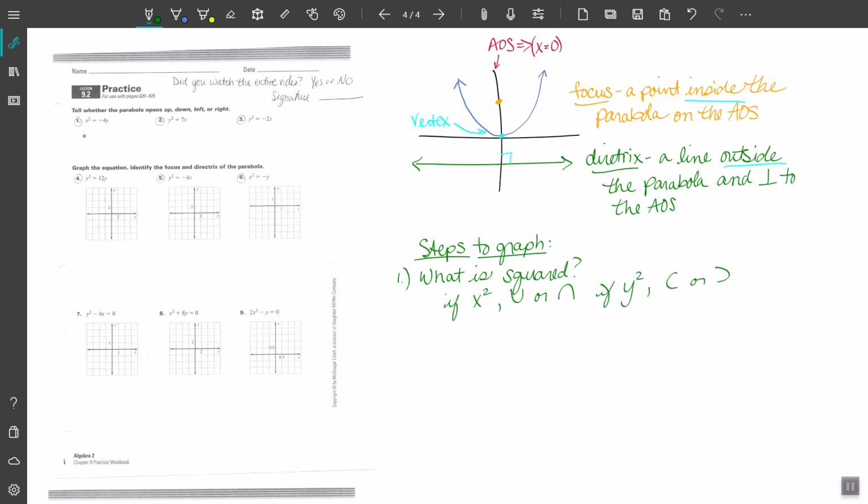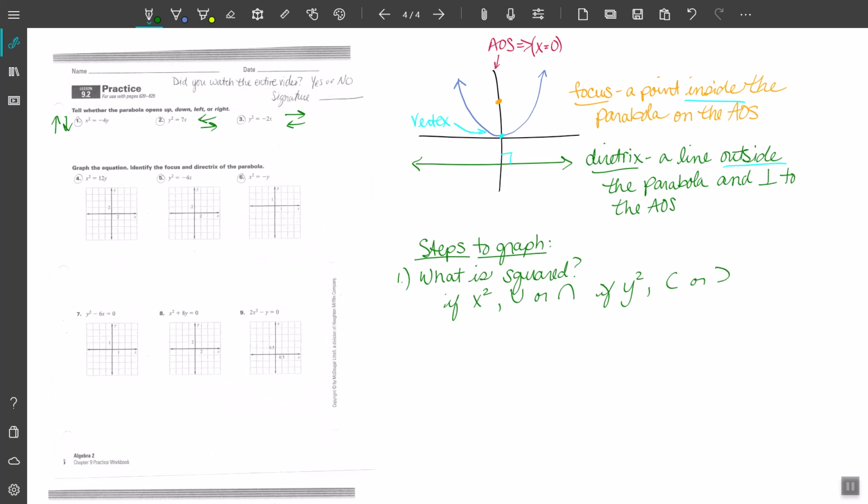If I look up here at 1, 2, and 3, I can determine at least whether it's going to open up or down, left or right. For number 1, my x is squared, so I know I'm either going to open up or down. Number 2, my y is squared, so it's either left or right. And same thing on number 3. The y is squared, so it's going to be left or right. So we've narrowed it down at least.